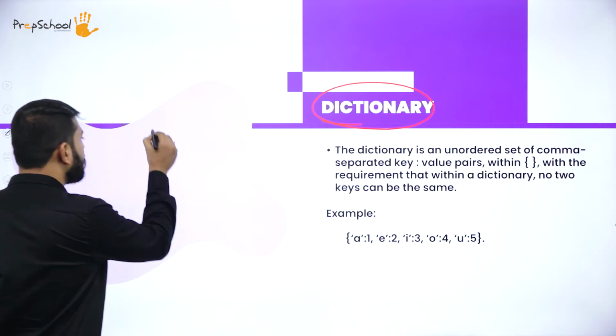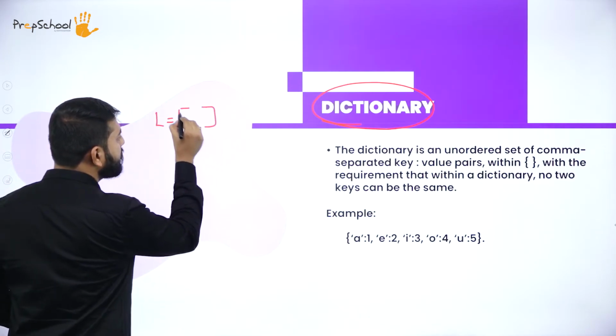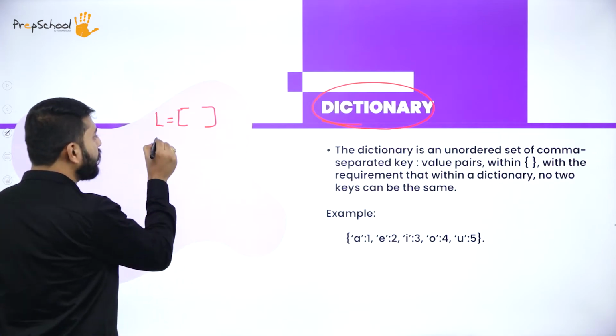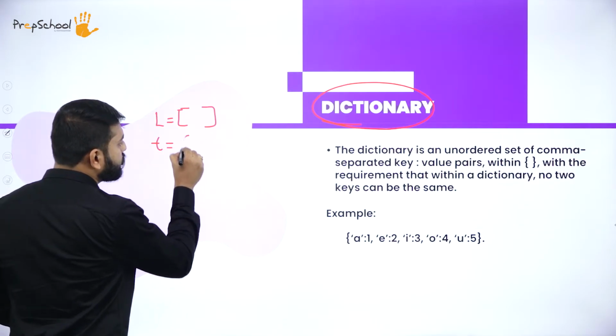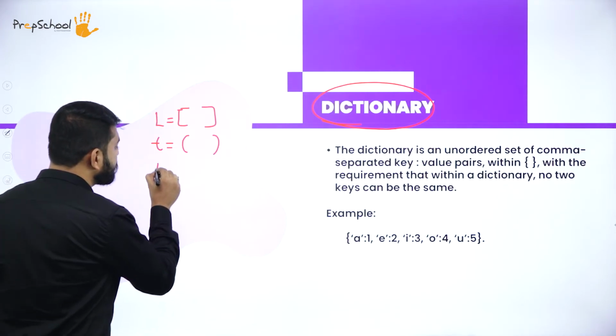I'll just give you a recap. List in the sense, what do you have to remember? You have to remember the square bracket. If I say something about tuples, you will remember parentheses. The next data type that I have is dictionary.